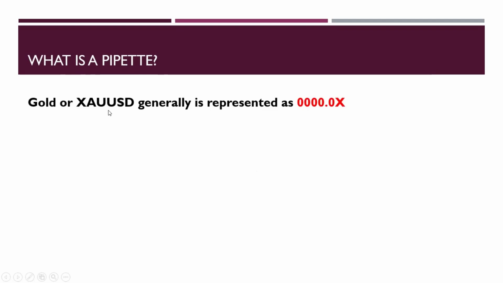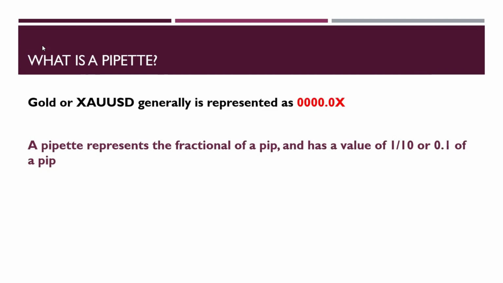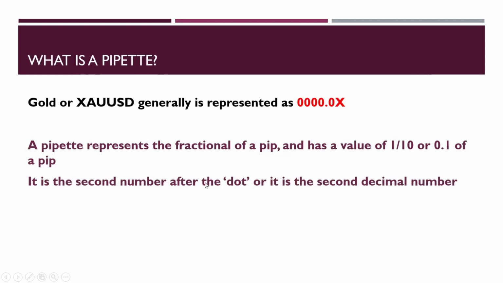All right, so gold or XAUUSD generally is represented as 0.0x. That means there are 2 numbers here, because you are focused on pipette. Pipette will be the second number after the decimal place, which in this case is represented by x. And a pipette represents the fraction of a pip. It has a value of 1/10 or 0.1 of a pip. I will explain very soon. It is the second number after the dot, or it is the second decimal number.